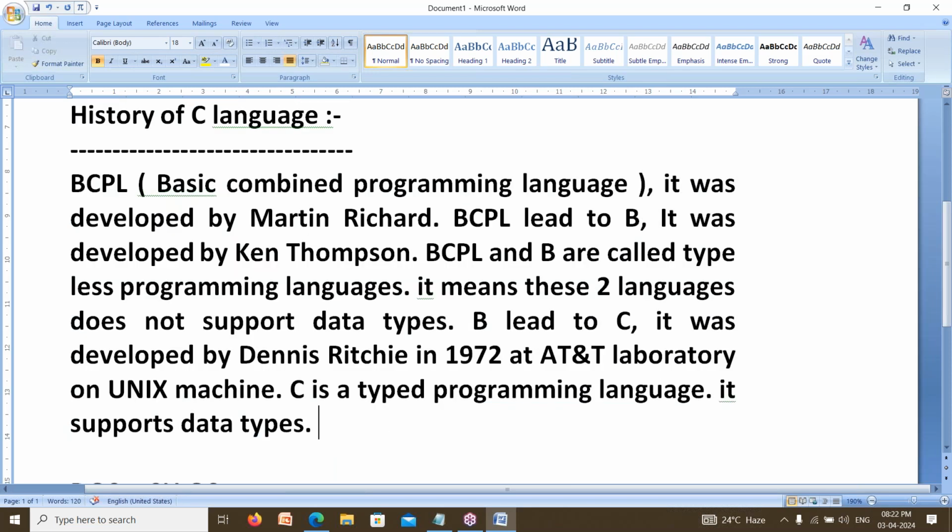Now please note this down: history of C language.